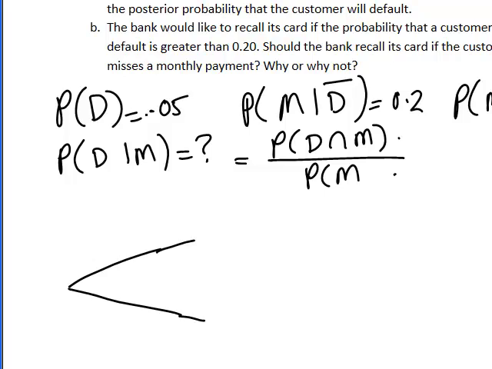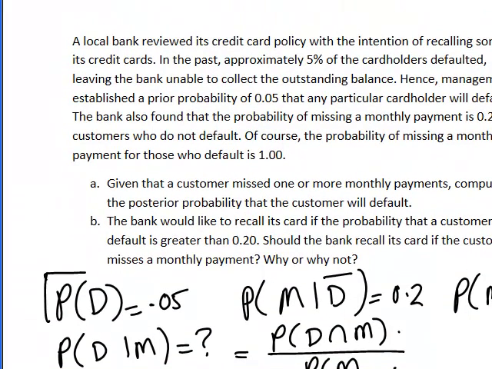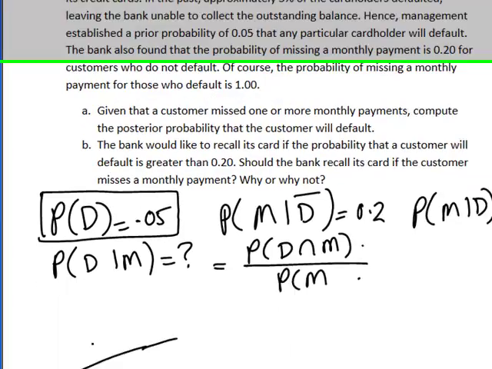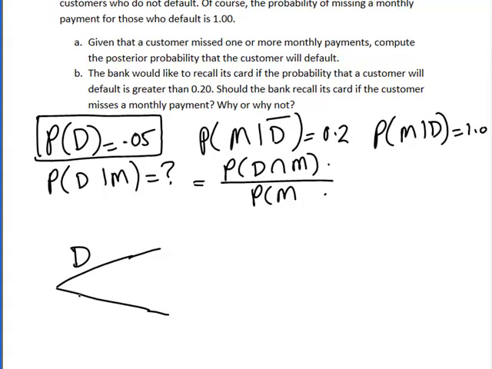Let's start, because we have the prior probability of an event, which would be default. Let's go ahead and diagram that first. So we branch out with that. If we know that is 0.05, then the probability of not defaulting is the complement, which is 0.95.